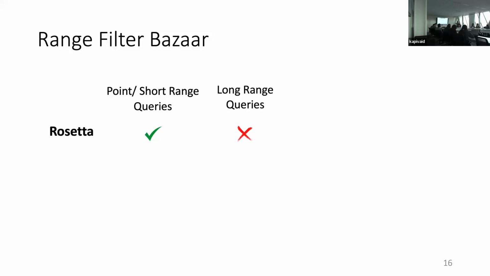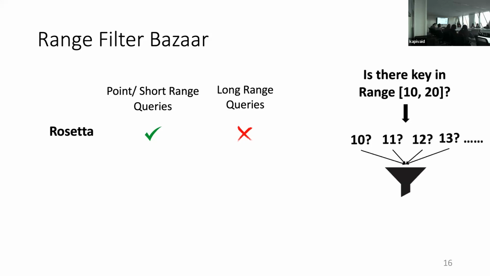Now, in order to understand this, you dig deeper into what Rosetta actually does. What Rosetta essentially does is it takes a range query and converts it into multiple point queries and then uses a point query filter for it. So a range query, is there a key in the range 10, 20, essentially gets converted into point queries. Is there 10 in the range? Is there 11 in the range? And so on. And then you use a point query filter for it. Now, for this particular range query, the false positive rate is actually 10 times worse than the false positive rate of the point query filter. And this problem gets even worse as the range queries become larger and larger.